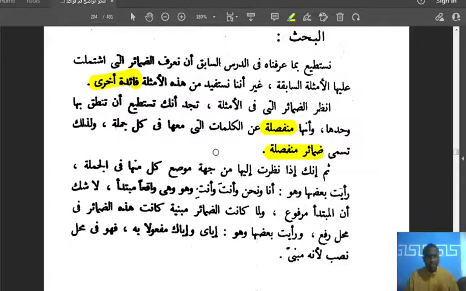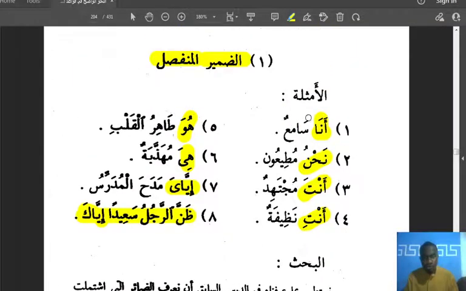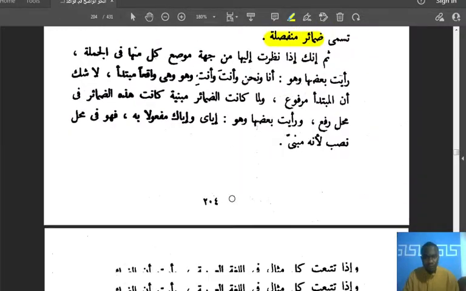Okay, ضمير منفصل, basically a pronoun that stands alone. So when we look at these pronouns, we realize that they are not attached to anything: سامع, نحن is not attached to مطيع, أنت is not attached. They are standing independently. Okay.